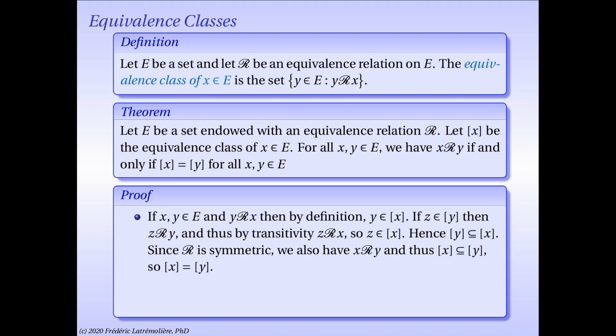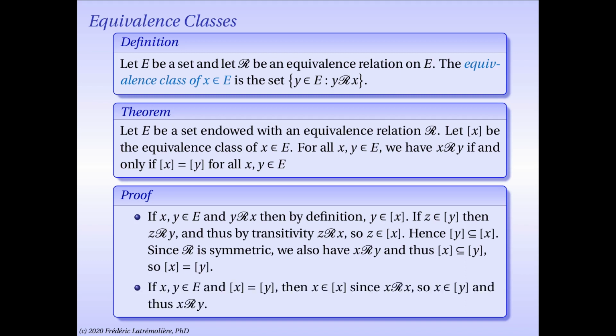But now, the relation of equivalence is symmetric. Therefore, we also have that x is equivalent to y, and by applying the same proof we have just done, we see that the equivalence class of x would be a subset of the equivalence class of y. So indeed, those two equivalence classes are equal. So equivalence classes of equivalent elements are equal.